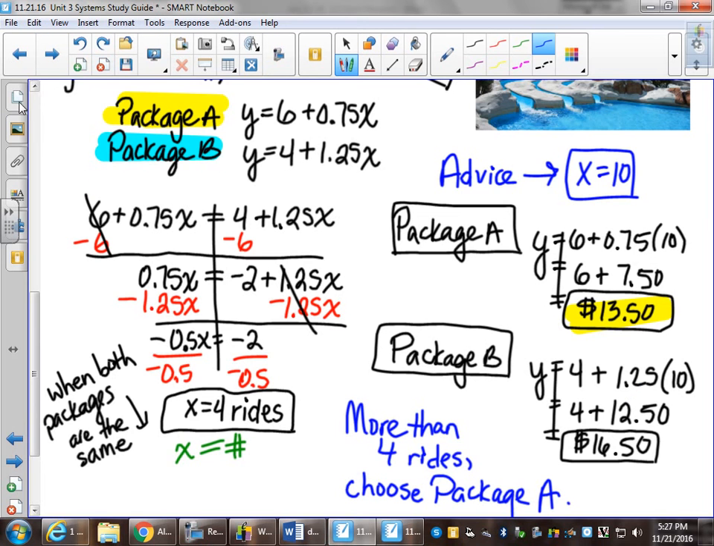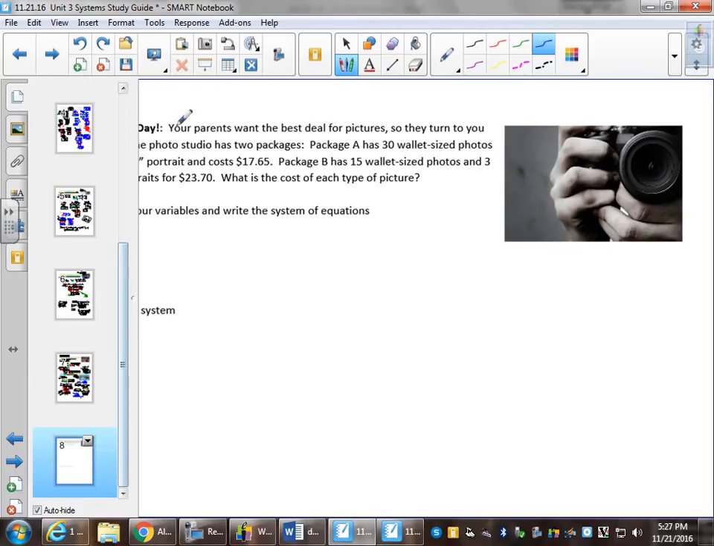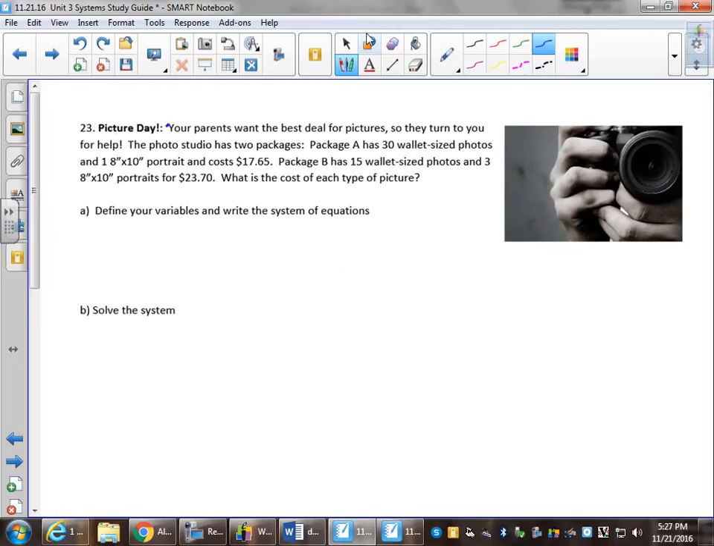That wraps up our review. I lied. One more. Picture day. Your parents want the best deal for pictures, so they turn to you for help. See, your parents know that you're these awesome system solvers. Photo Studio has 2 packages.